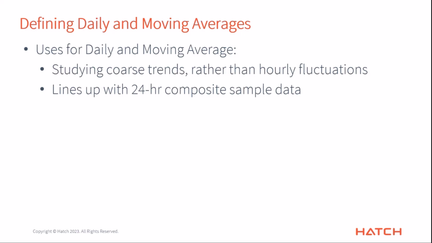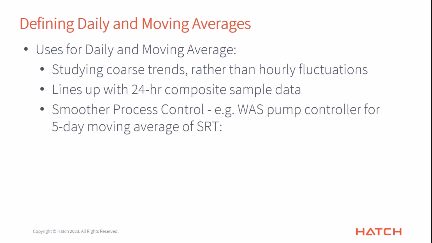Those samples together are then reported back once per day. That's kind of like what we're doing here with this daily average, right? So it kind of lines up with the meaning of what a 24-hour composite is.